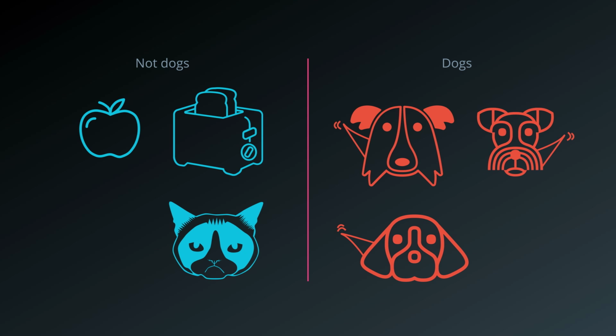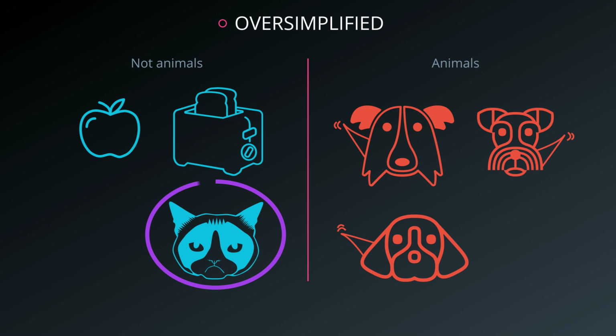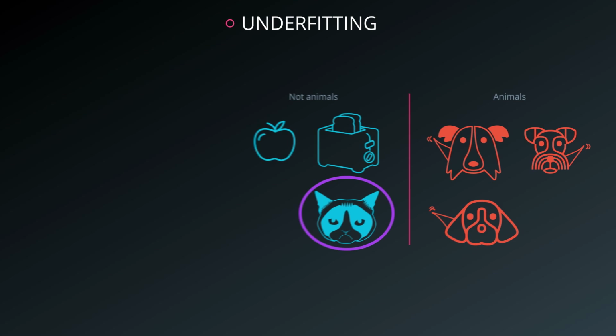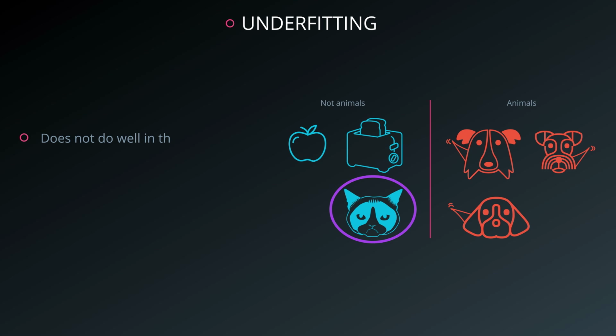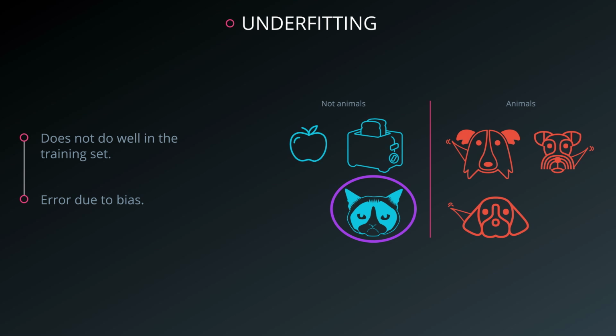What if we say the set on the right is made of animals, and the set on the left is made of everything but animals? Then our model is a bit too simple, and we can see that it already makes a mistake on the training set, since it misclassified this cat on the left side. This oversimplification is called underfitting. One characteristic of it is that it doesn't do well on the training set.